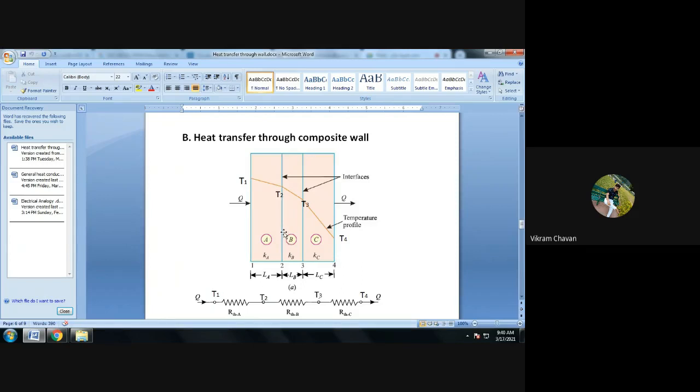Now we have to consider that the heat flow throughout the slab is constant. What does it mean? The heat flow through slab A, or wall A, is Q. The similar amount of heat is flowing through slab B, equal to Q, and the similar amount of heat is flowing through slab C, that is also Q. So the total heat flowing through the composite slab is constant.